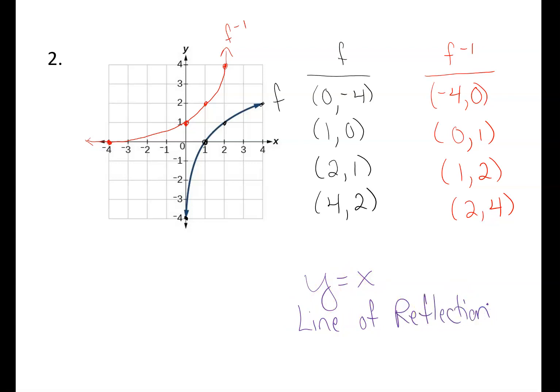You're not required to graph it, but again, I want to go ahead and do that here. And go through 0, 0, 1, 1, 2, 2, and so on. So we'll dash that in there. So y equals x. And this one's a little easier then to see. F is a reflection of F inverse about this line, y equals x.